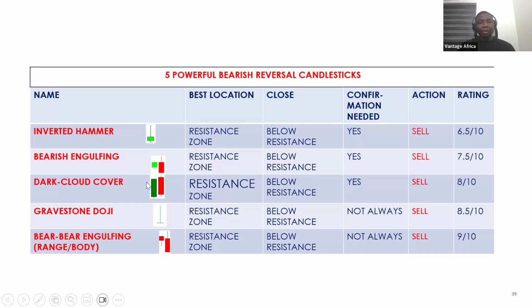Then the other one is what we call the dark cloud. The dark cloud is almost the opposite of what we call the piercing line. The piercing line is a bullish signal. The dark cloud is the bearish signal, right? So the dark cloud here, how does it appear?